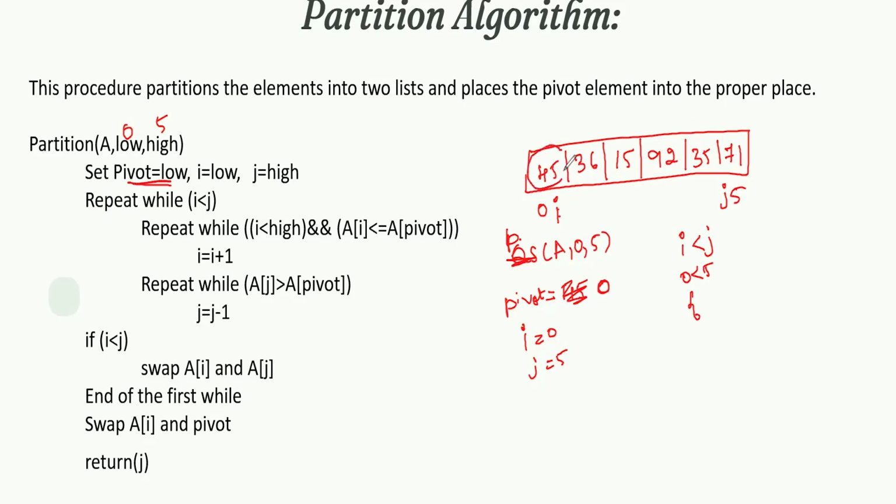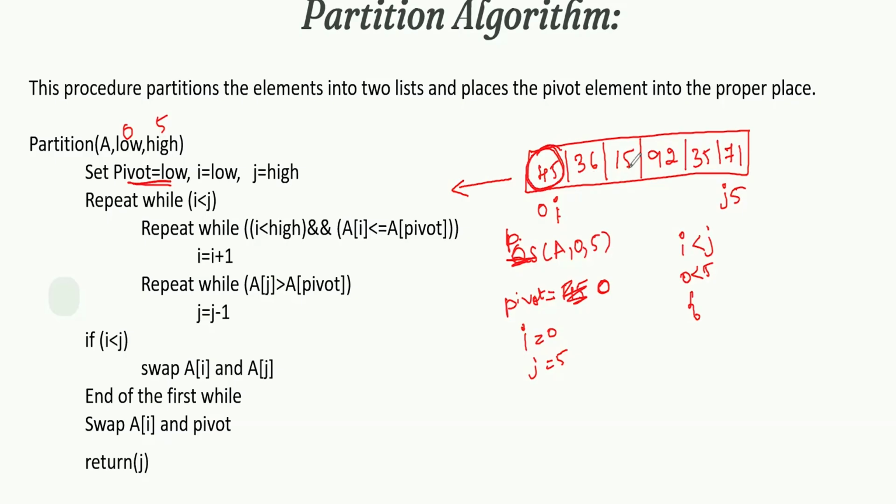So initially, I'm taking 45 as the pivot value. Now I want all the elements which are less than 45 to be on the left hand side of 45 and which are greater to be on the right hand side. So whenever j finds something which is lesser, we are going to swap it with i. Similarly, whenever i finds something which is greater than 45, it will stop and we are going to swap the position.